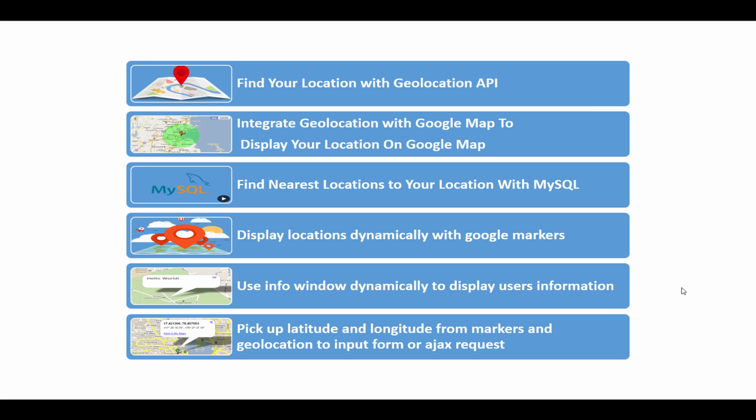After this, you will find nearest or closest locations to your location based on MySQL query. The data returned will be displayed on the Google Maps by markers dynamically. Every marker will have an info window to display the user information.